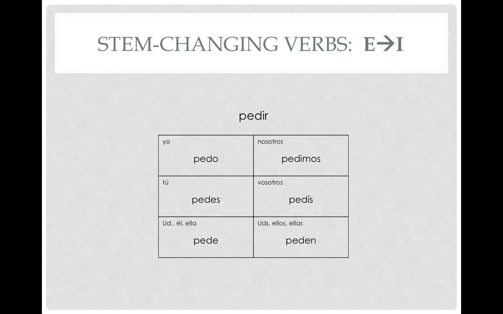Now again, before we're done, we have to do our stem change. So in that boot shape only, the E becomes an I. So we're left with pido, pides, pide, pedimos, pedís, and piden.